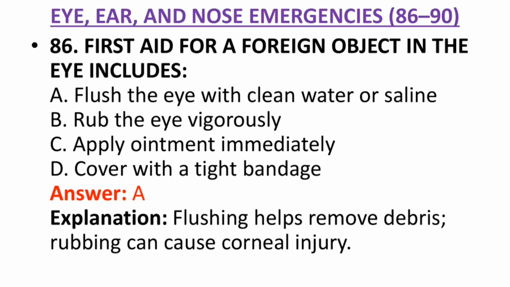First aid for a foreign object in the eye includes option A: flush the eye with clean water or saline. Option B, rub the eye vigorously. Option C, apply ointment immediately. Option D, cover with a tight bandage. The correct answer is option A. Flushing helps remove debris. Rubbing can cause corneal injury.